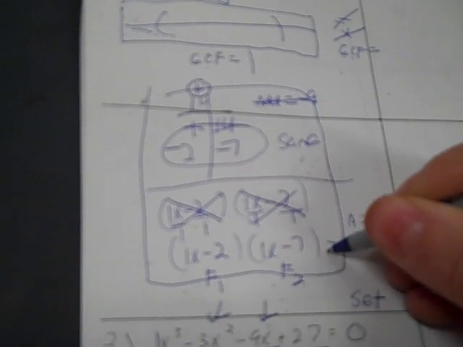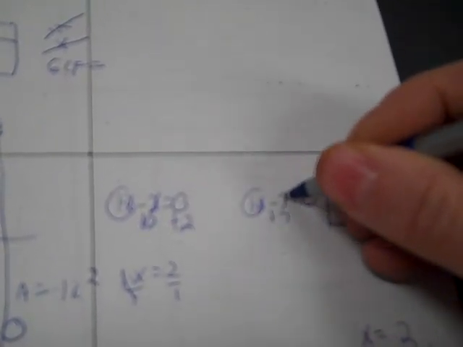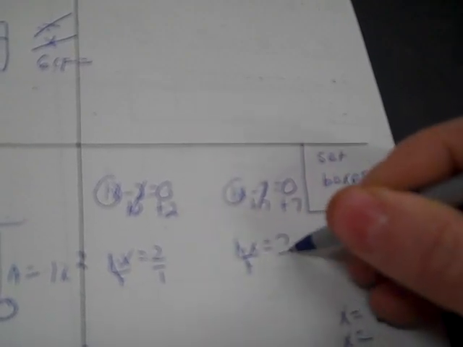Okay? If I have a GCF here, I need to bring it down, but I don't. So I put F1, F2 equals 0. So 1x minus 2 could equal 0, or 1x minus 7 could equal 0. So I dot and circle and add 2 to both sides. That's 2. Dividing by 1 keeps me at 2. Dot and circle, add 7 to both sides. That's 7. Dividing by 1 keeps me at 7.